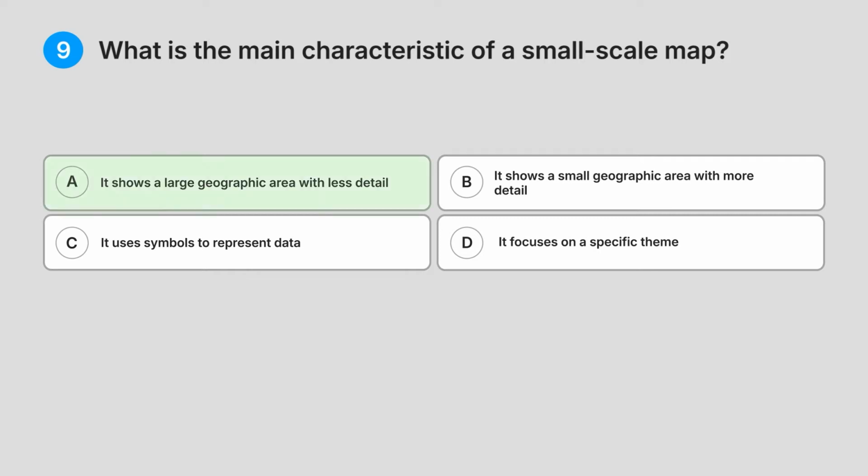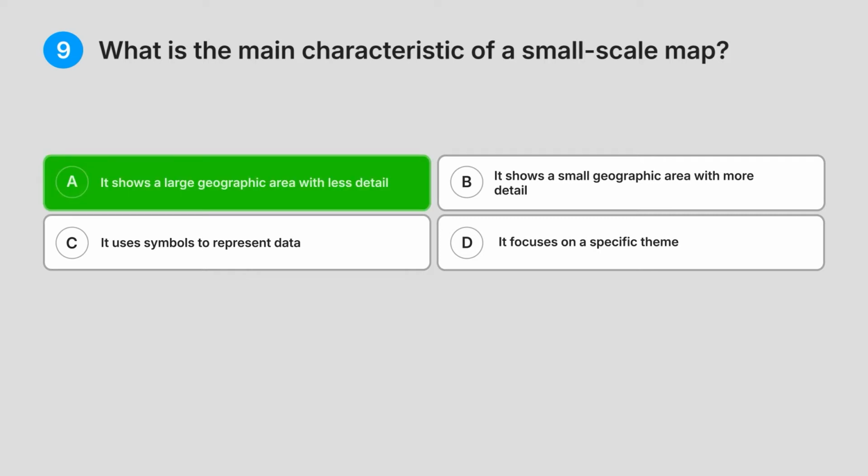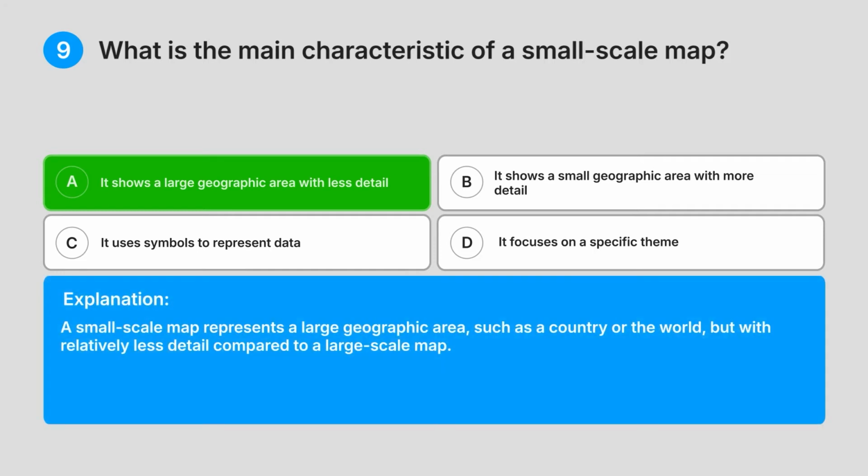Correct answer. A. It shows a large geographic area with less detail. Explanation. A small-scale map represents a large geographic area, such as a country or the world, but with relatively less detail compared to a large-scale map.